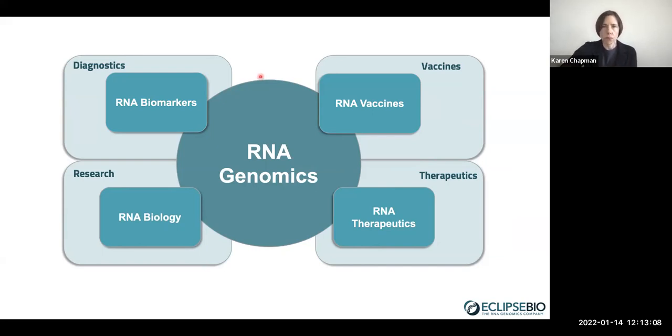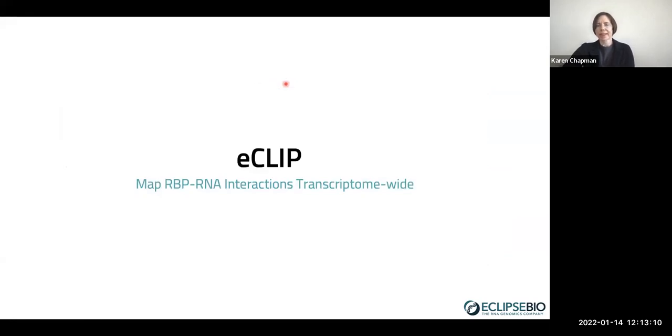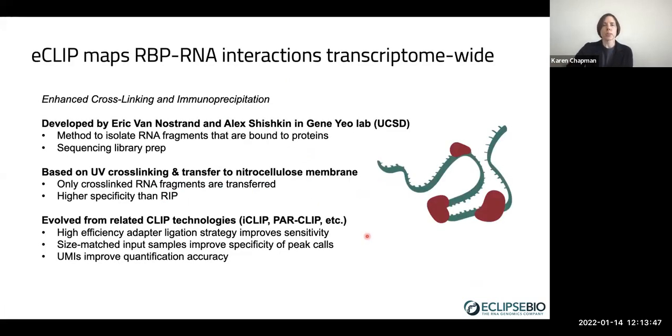So now, for this portion of the talk, we're going to dive into individual technologies to give you a sense of how they're done, how they're employed, and what sort of data you can get out of these types of technologies. We're going to start off with eCLIP, which is used to map RBP-RNA interactions. And this is actually the technology on which our company was founded. So eCLIP is the origin of ECLIPS.